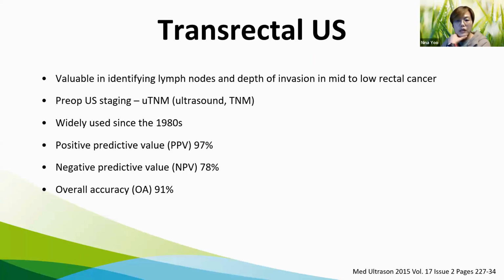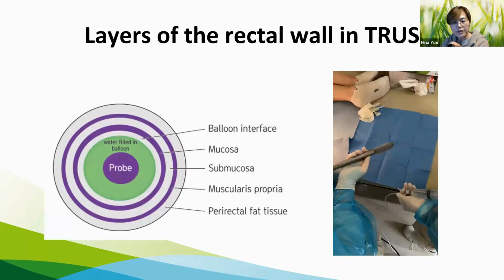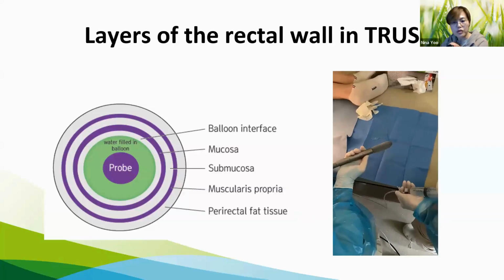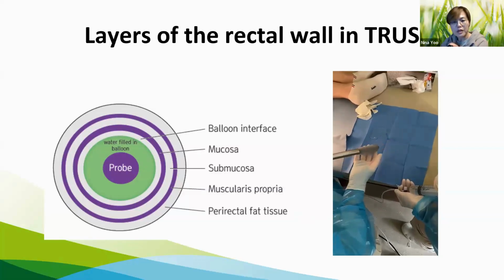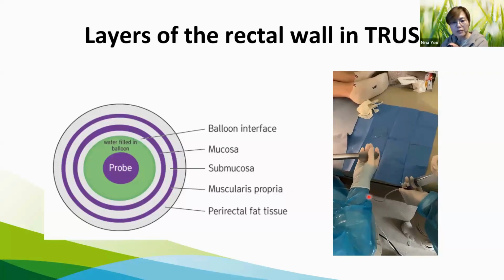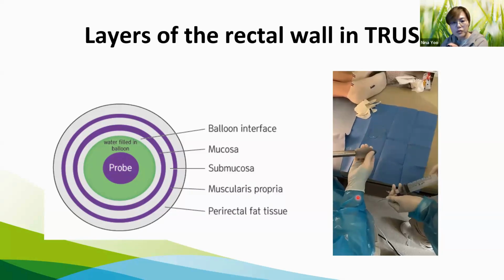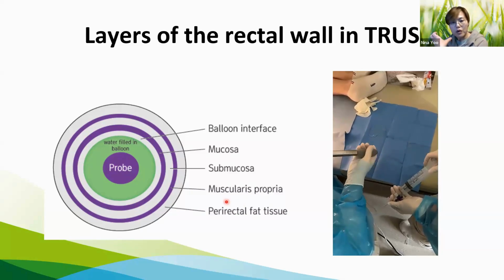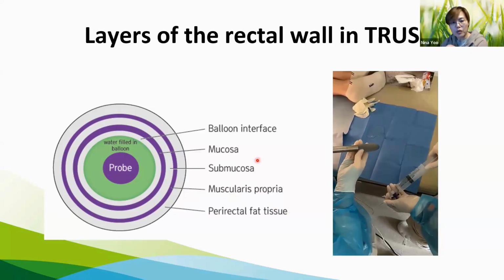First, transrectal ultrasound can be used for rectal cancer staging. It is a highly accurate diagnostic system for cancer staging. Rectal wall layers can be distinguished when the transducer is introduced into the distended rectum. This is how you distend the rectum: you use the water balloon system and fill up the rectum with water to distend the whole layer.